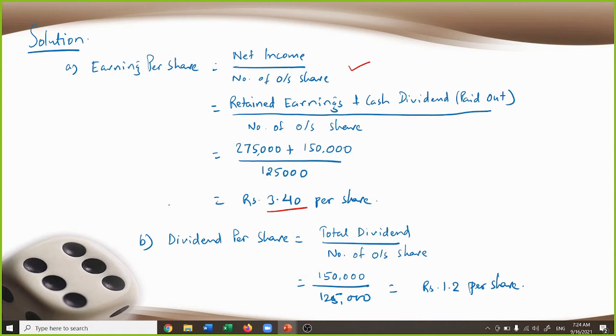Did you get my concept of this decomposition of net income into retained earning and dividend? I hope you have understood this quite well. Rupees 3.4 per share is the earning per share. Dividend per share can be calculated as total dividend divided by the number of outstanding shares, and rupees 1.2 per share is the dividend per share of this company.